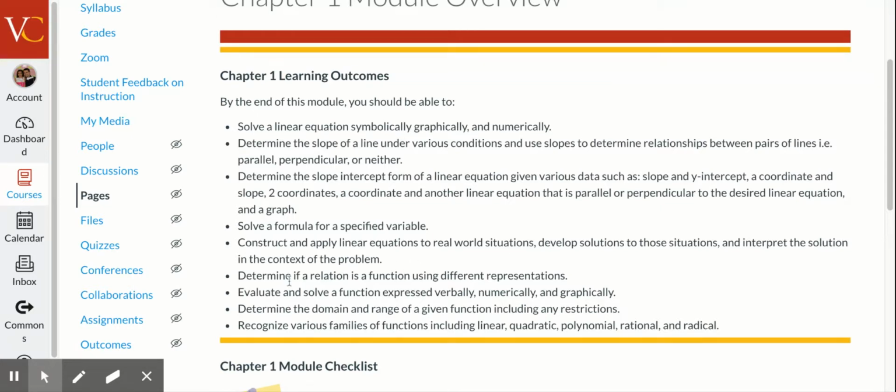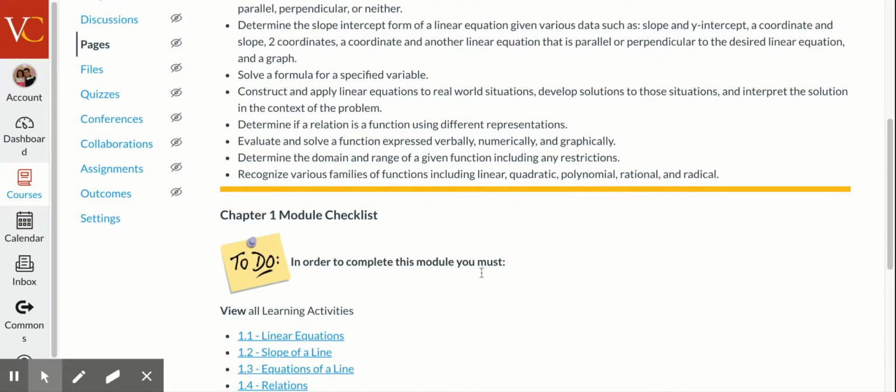determine if a relation is a function using different representations, evaluate and solve a function expressed verbally, numerically, and graphically, determine the domain and range of a given function, including any restrictions, and last but not least, recognize various families of functions, including linear, quadratic, polynomial, rational, and radical. So these are the learning outcomes.